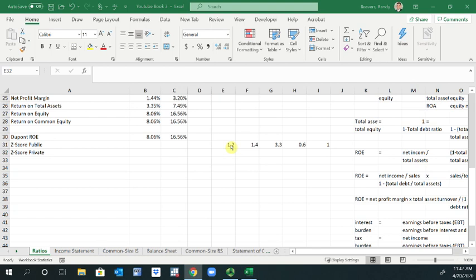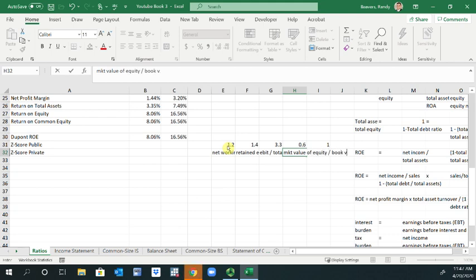So the first one here will be net working capital divided by total assets. The second ratio is retained earnings over total assets. The third one is EBIT over total assets. The 0.6, this is market value of equity divided by book value of liabilities. And then the last one is sales over total assets.